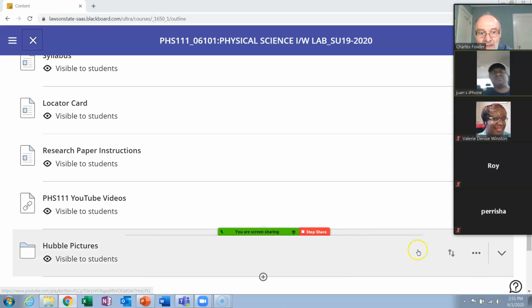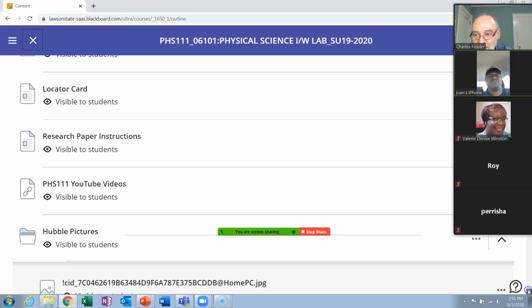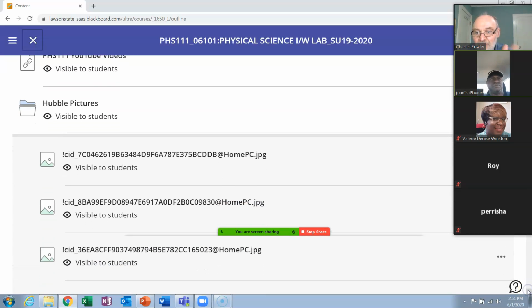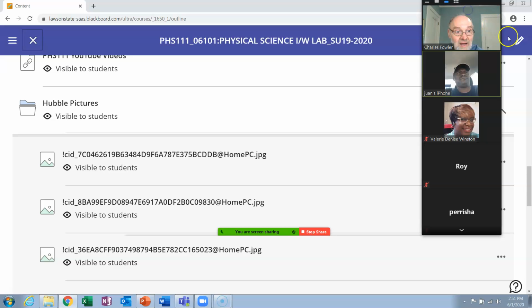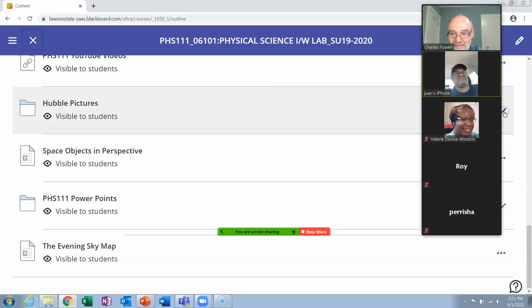When you want to look at something in a folder, you can open the folder over here, and then these are your different pictures off the Hubble Space Telescope. There's 10 of them. They're just really pretty pictures. Nothing really to do with them. Okay? I'm going to go back here and close that.